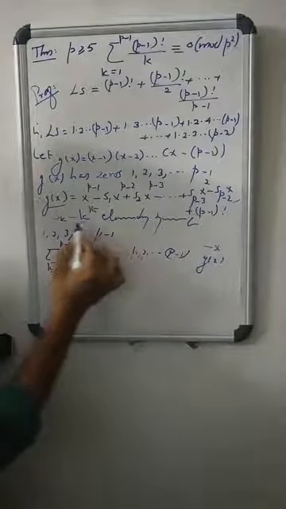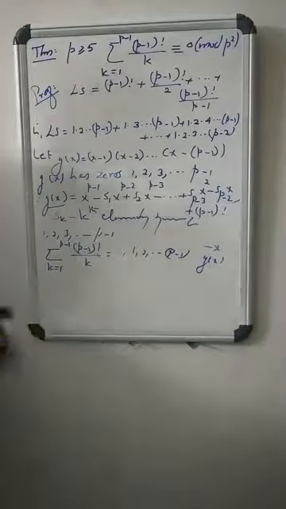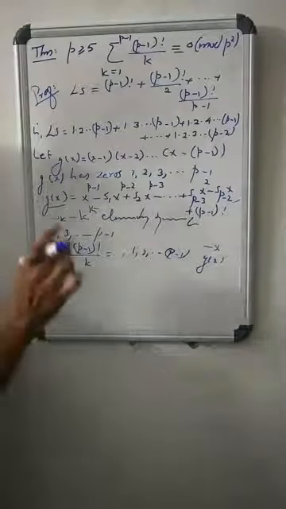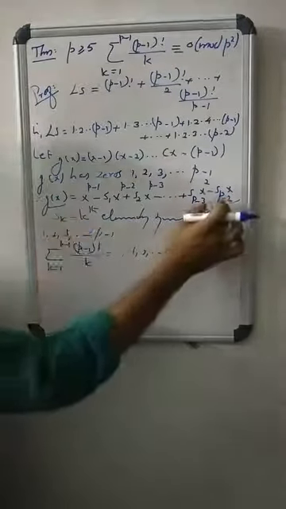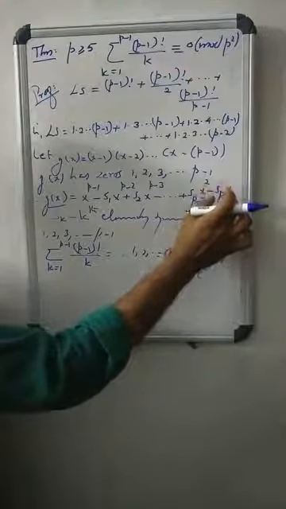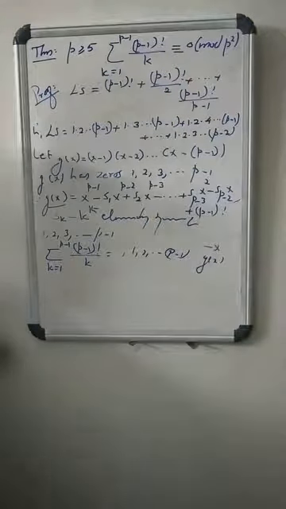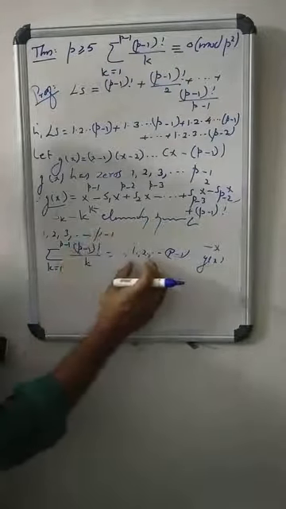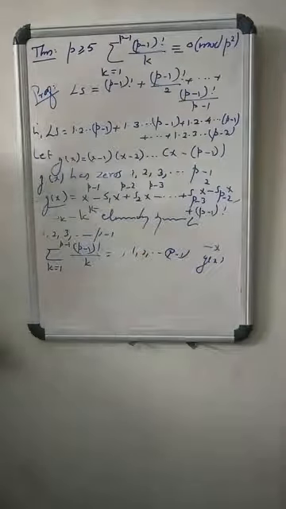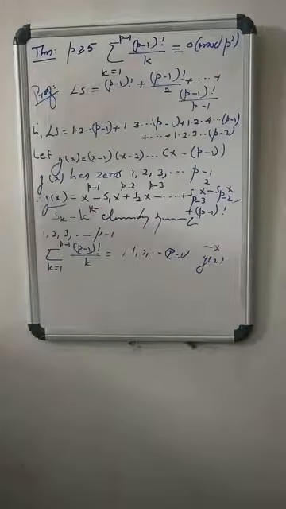Yes, p minus 2. What is sk? Sk is the kth elementary symmetric function of the roots. So what is this p minus 2? It is the (p minus 2)th elementary symmetric function of the roots. That means the sum of the products of the numbers 1, 2, 3, etc. up to p minus 1 taken p minus 2 at a time.